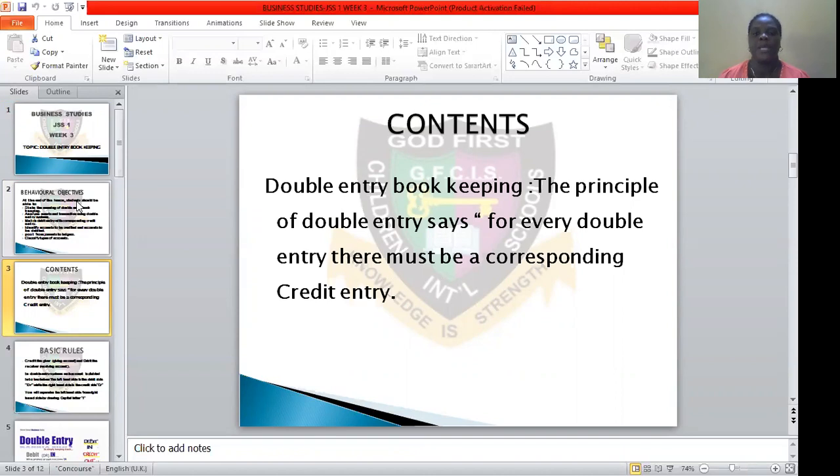bookkeeping. There is this principle in double entry bookkeeping that states that to every debit entry, there must be a corresponding credit entry. Whoever is giving out, somebody is receiving. And when somebody receives, another person is giving out. So it usually involves two people having an account to be recorded.